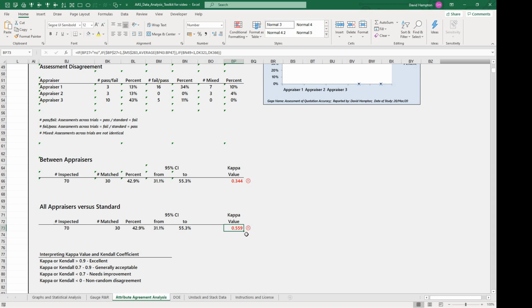So that's a quick run through. As usual, I'm assuming that the underlying theory behind this is understood, just to show you how it works in the toolkit. In the next video, we'll look at design of experiments.